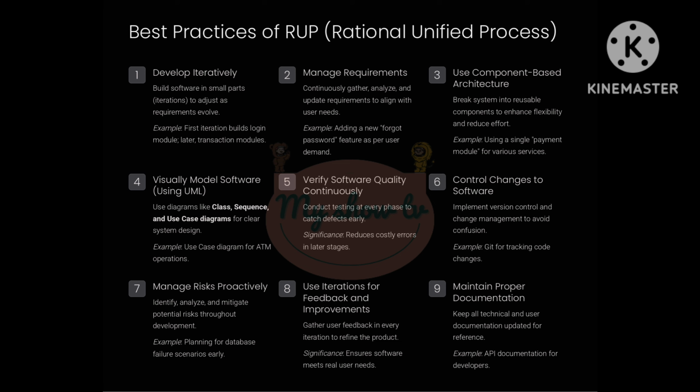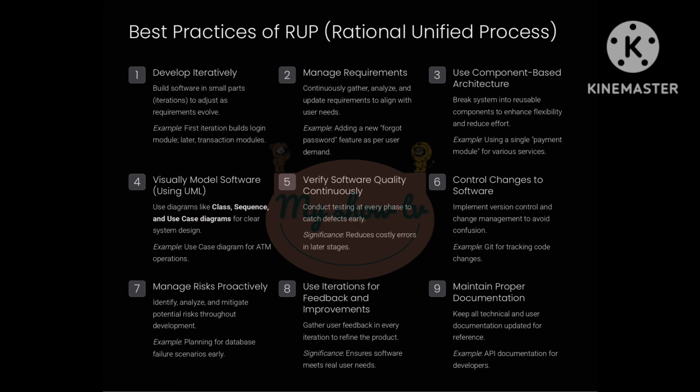Let's begin by understanding some essential best practices that guide the Rational Unified Process or RUP. These practices help in developing quality software in a systematic way. 1. Develop iteratively instead of building the entire software in one go. RUP suggests breaking the development into smaller parts called iterations. Each iteration adds some functionality and allows testing and feedback. For example, in an e-commerce application, the login module could be developed first, followed by payment and cart modules. Significance: this allows flexibility in corrections during development.